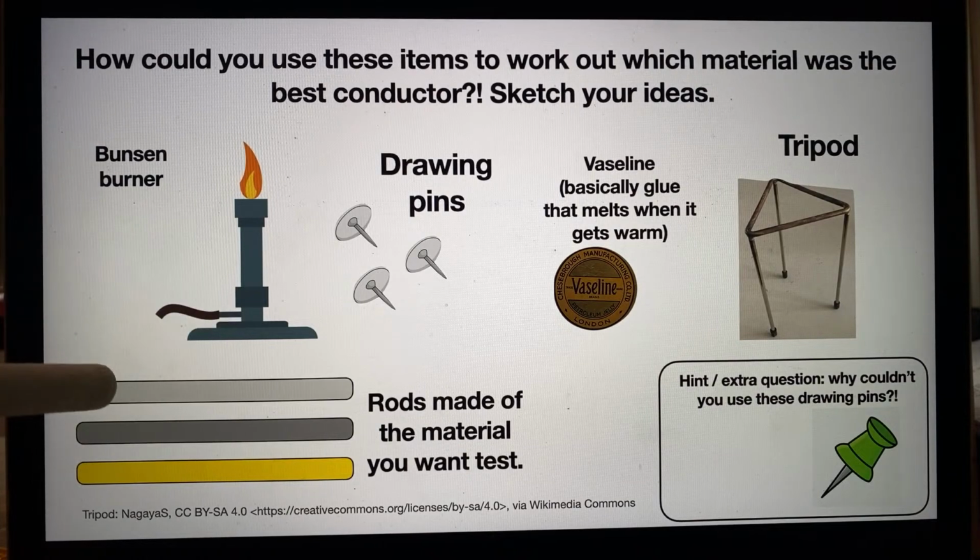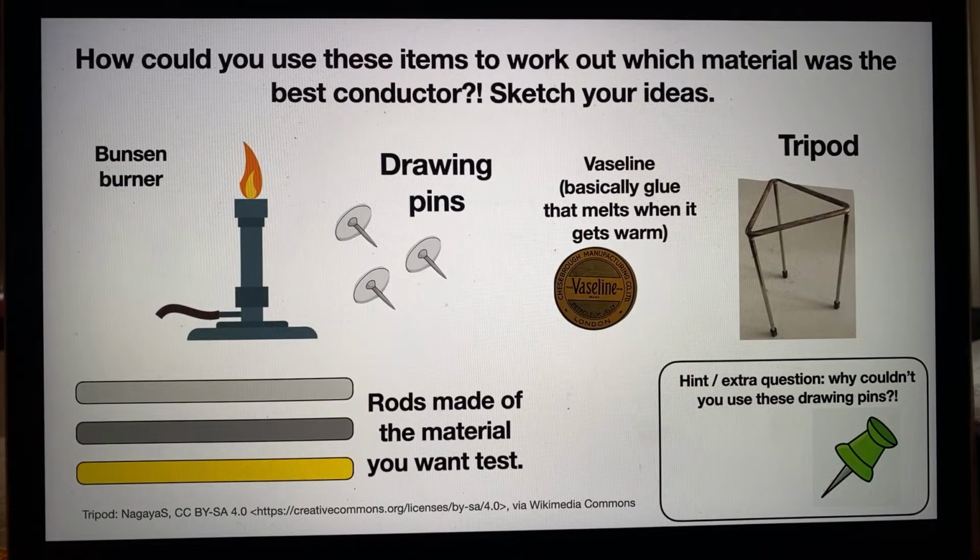Could be anything you like. Let's say you've got a glass rod, an aluminium rod, and a copper rod. And you want to see which one of those allows heat to pass through it most easily. Which one of those is the best conductor? I'm going to give you a few seconds to just think about it. Imagine those on your desk. What are you going to do?